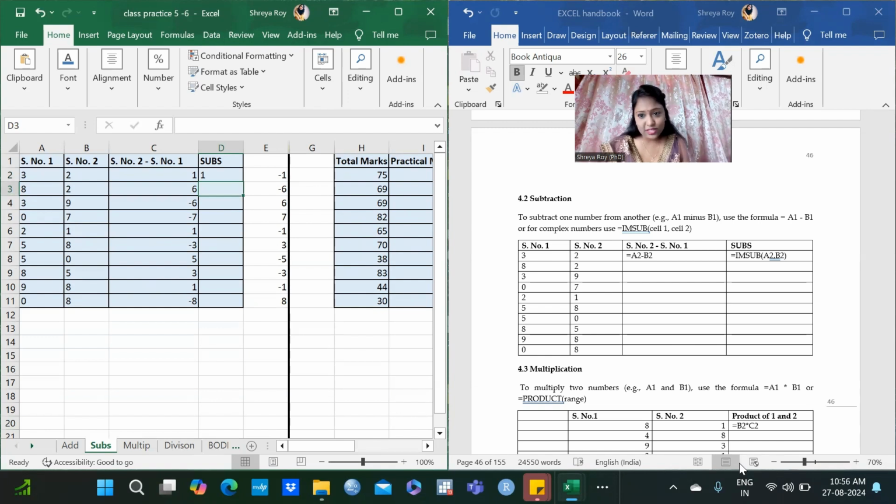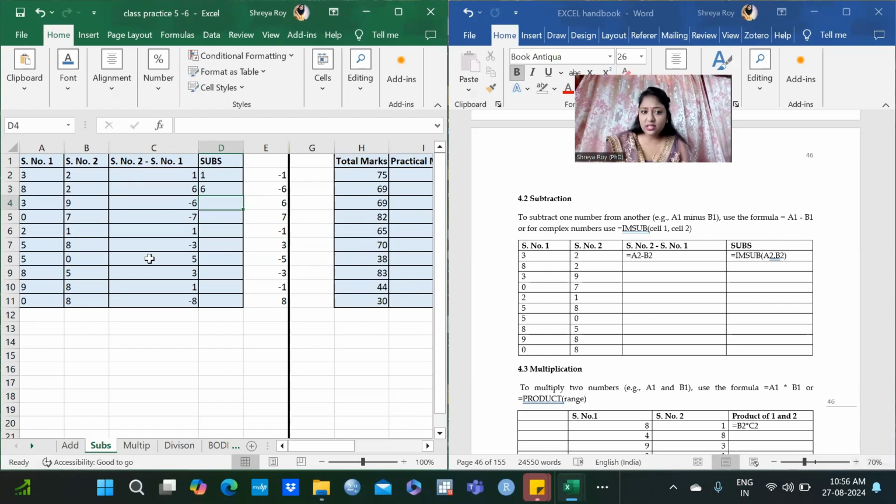Okay. So obviously we should get the same answer for column C and column D. However, I am repeating. Is equal to IMSUB, open bracket, select the first cell, comma, select the second cell, close bracket, enter.